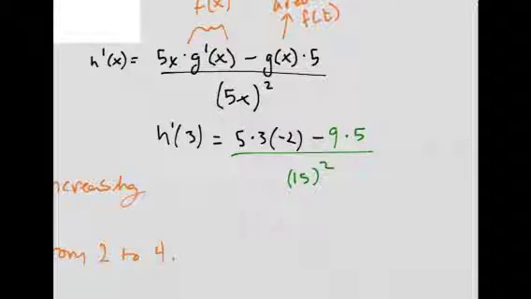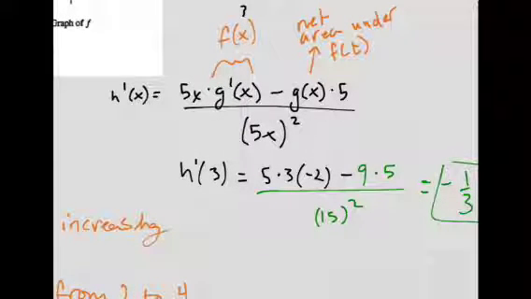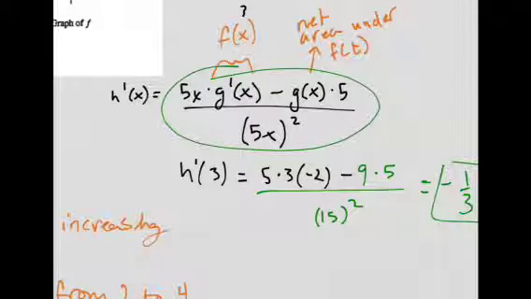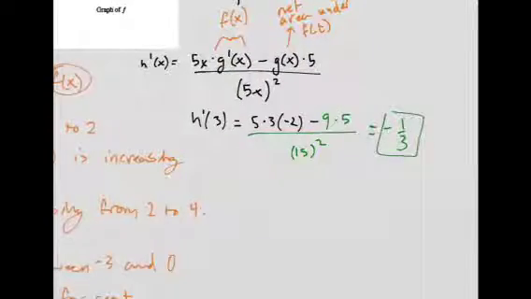Plug that in, I think you get negative 1/3. So on this part, you get 2 points for writing down h prime properly. So it'd be that stuff in black. And then 1 point for the answer. So 2 points for this, 1 point for the answer. And there you go. That was C.